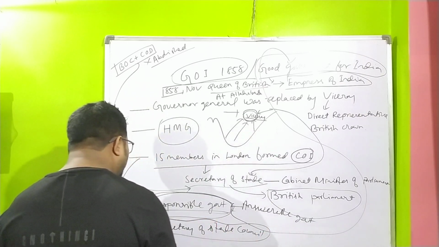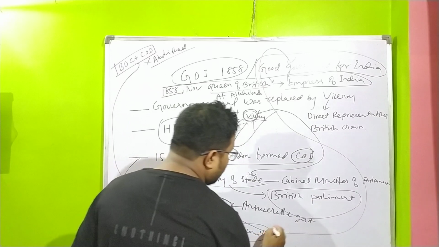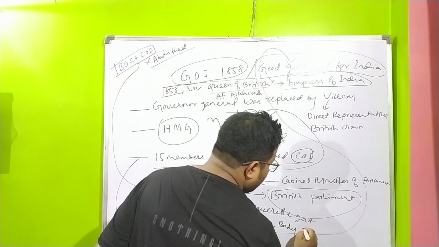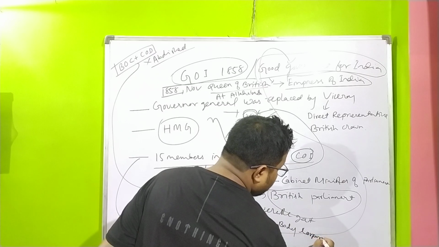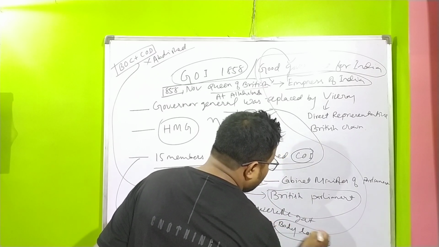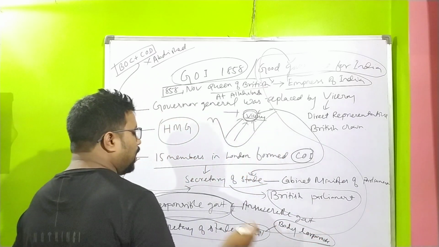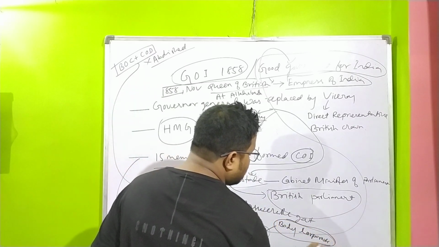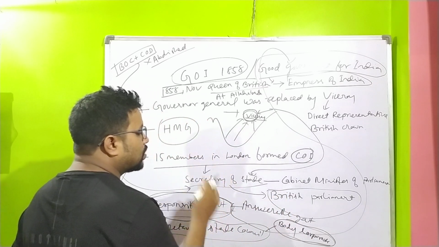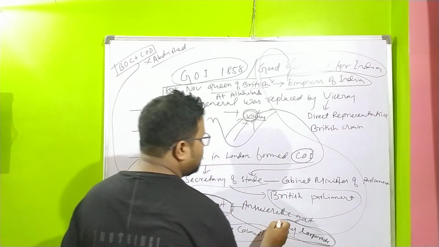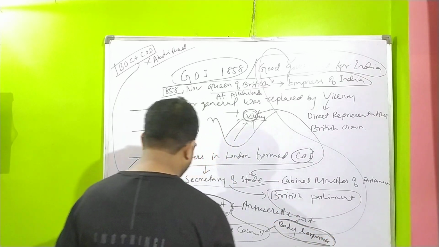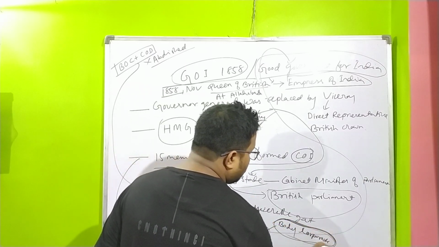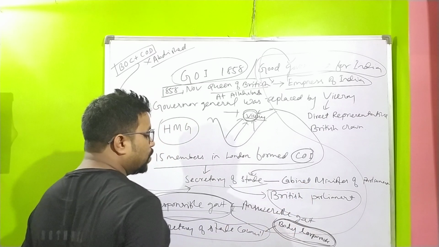This was empowered as a body corporate. And that means what? Now Indians can file a case against Britishers, and Britishers can also file a case against Indians. So this Secretary of State Council was empowered as a body corporate.